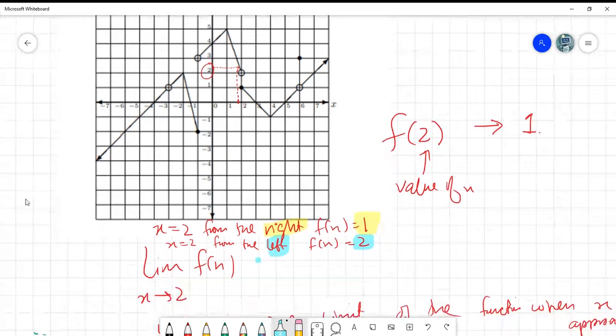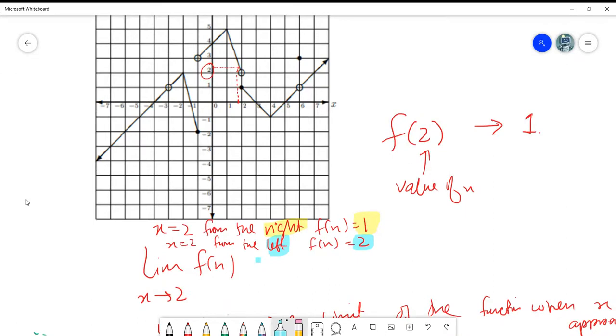In this case, the answers are not the same. When I look at 2 from the right, the answer is 1. When I look at 2 from the left, the answer is 2. The answers are not the same. And when this happens, we say that the limit does not exist.